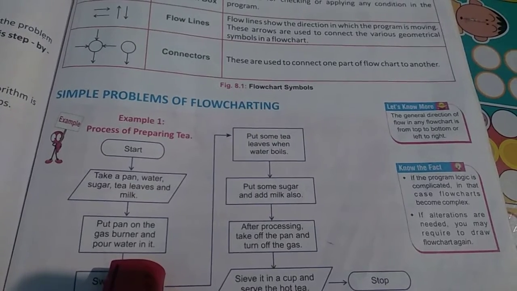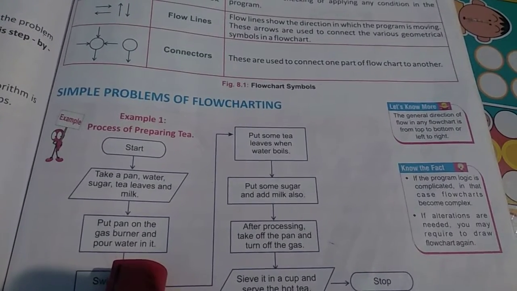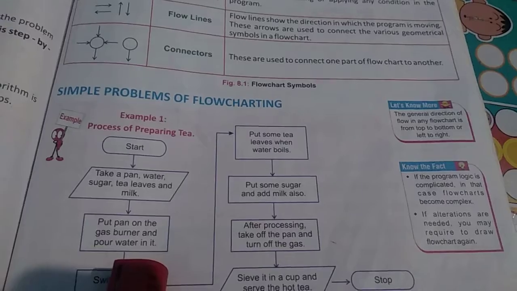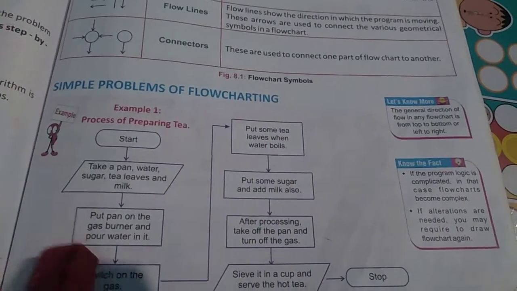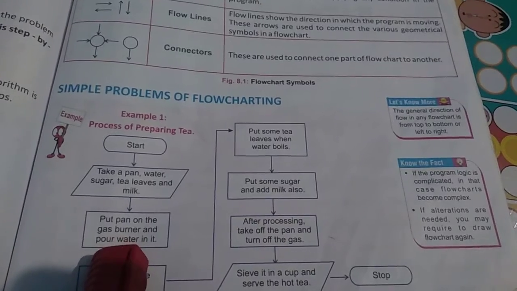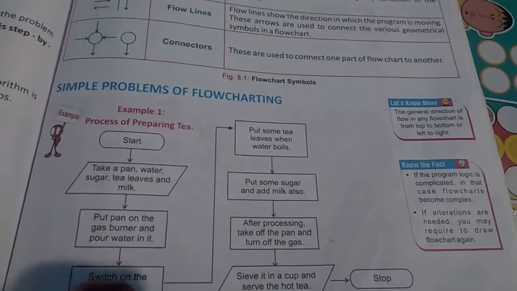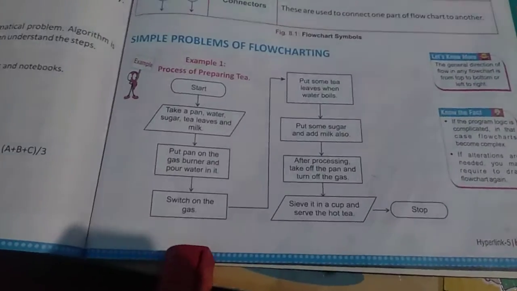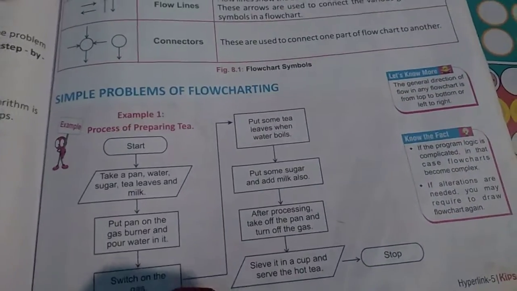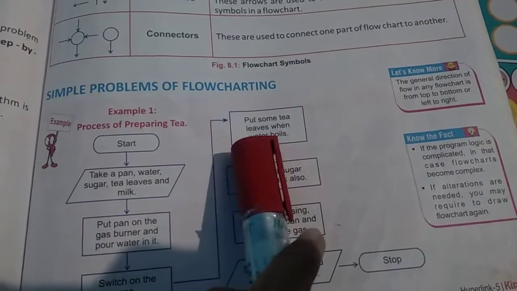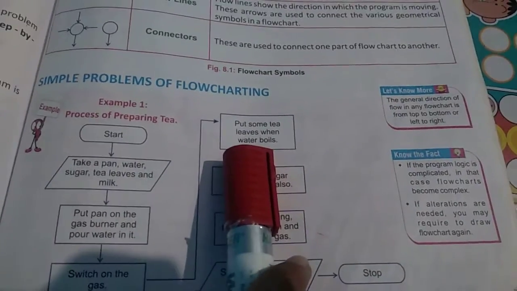Now what we will do, we will turn on the gas burner and put the pan on it and pour the water. Next is also the processing box. Switch on the gas. Okay, now the next step, this is also a processing box.